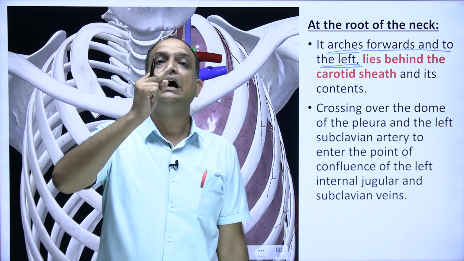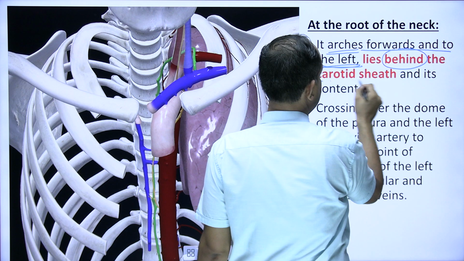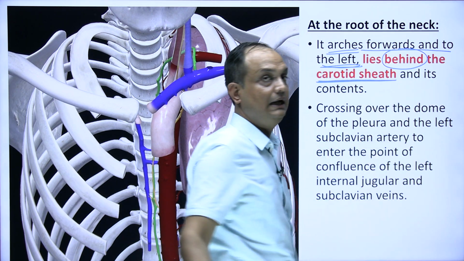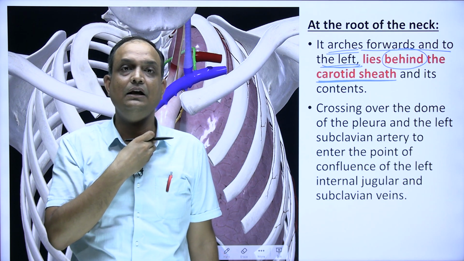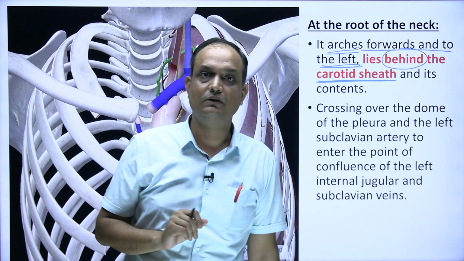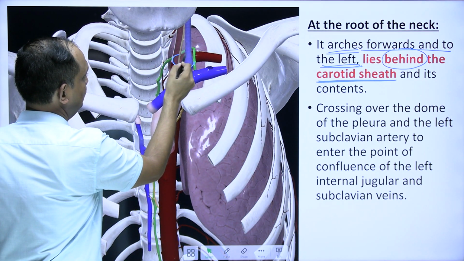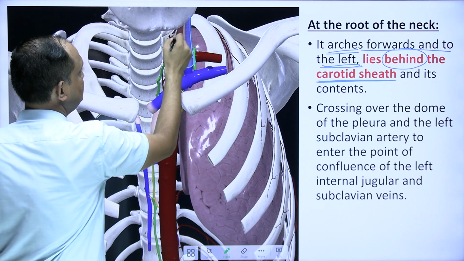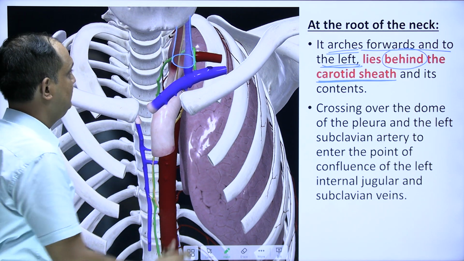Now, when it is making an arch, the arch starts behind the carotid sheath. When you are reading head and neck, you will find that there is a tubular extension present in the neck which encloses the internal jugular vein, carotid artery and vagus nerve. In this diagram, you can see that this is the tube, and this tubular extension is known as the carotid sheath.